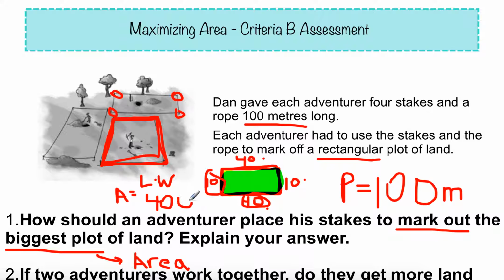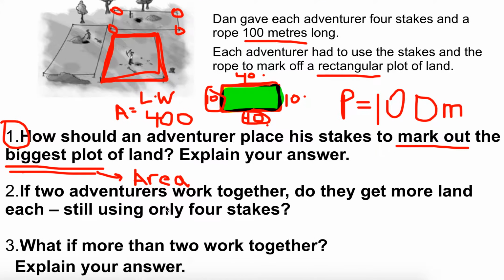So that's one way to do it. You have a rectangle that's 10 by 40. There are many other ways to do it, and maybe, just maybe, there's one way that is the best. That gives you the biggest space. So that's the first question. Okay, question 1, how do you set it up to make the most area?